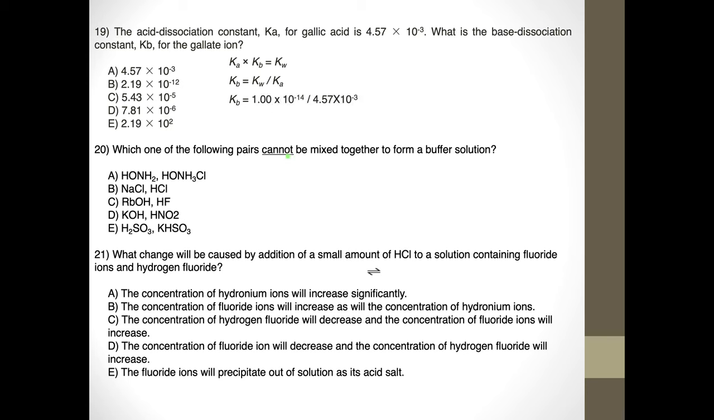Kw is equal to 1.0 times 10 to the power of minus 14 divided by the Ka here, and that is going to give you the value of the Kb. That is 2.19 times 10 to the power of minus 12. That is the letter B. So 19 is letter B.